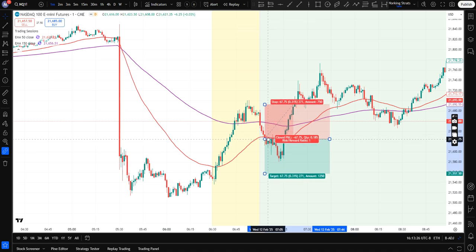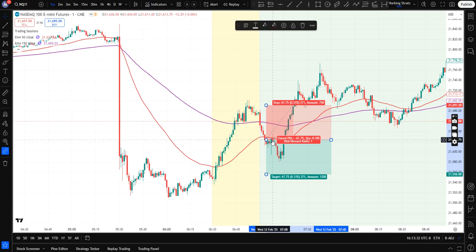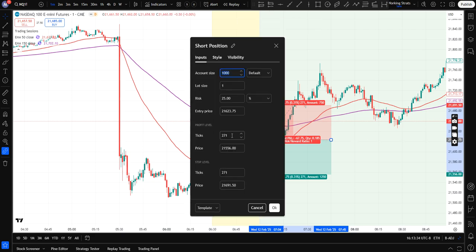If I can get in better than this exact spot where that candle closes, great. If not, the strategy's been designed to take it at that spot. So I know it works if you just take it at that spot.